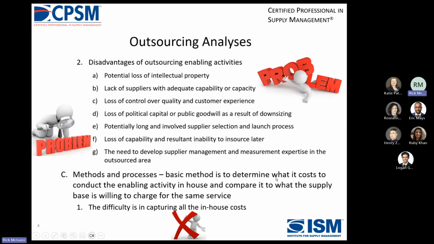Methods and processes. Basic method is determine what it costs to conduct the enabling activity in-house. So again, we don't outsource our core activities. So we would not outsource truck assembly. But we could outsource PACCAR parts, we could outsource purchasing, we could outsource PACCAR Financial. But what does it cost to conduct the enabling activity in-house versus what it would cost to have the supply base do it? And this is how we look at components.